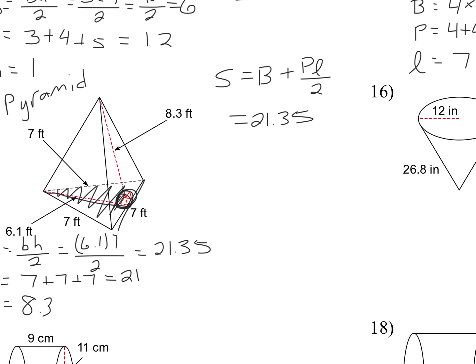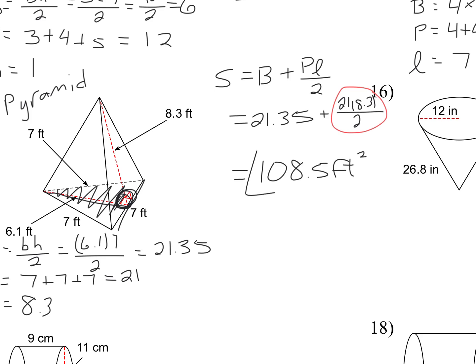21.35 plus 21 times 8.3 divided by 2. Again, what part has to go first? Yep, the fraction. That whole fraction needs to happen first. What is our final answer? 108.5. Yep, 108.5 feet squared.